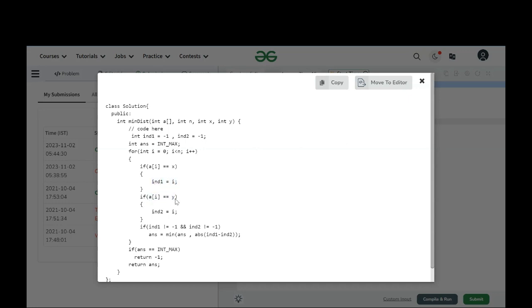Again, I check if that particular element is equal to y, and I will store its index in index 2. At every instance, we can just store their difference, if we encounter that both of them are not equal to minus 1, which means we have got our difference. At the end we check if we have encountered our answer or not. If not, we return minus 1, else we return our answer. So I hope you're clear with this approach.